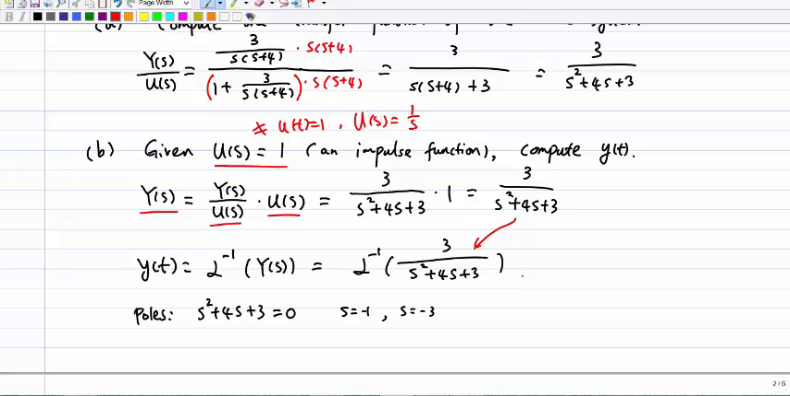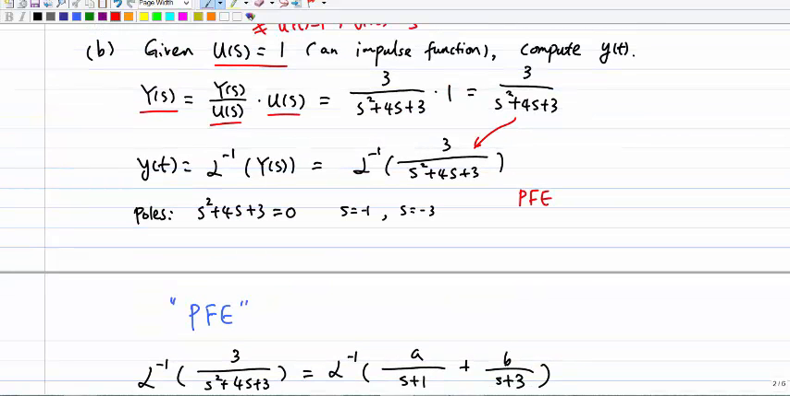Here I still use the partial fraction expansion to find the solution in the time domain. Again, I have to compute the poles. For the poles, you set the denominator to be 0, which is s squared plus 4s plus 3 equals 0. So s is -1 and s is -3. They are real and distinct.